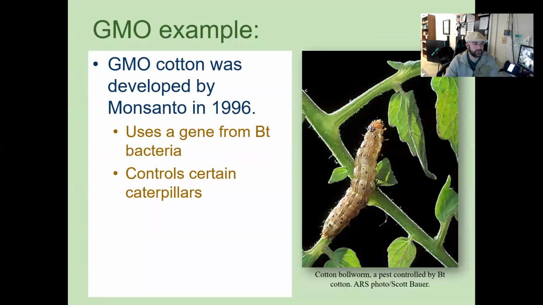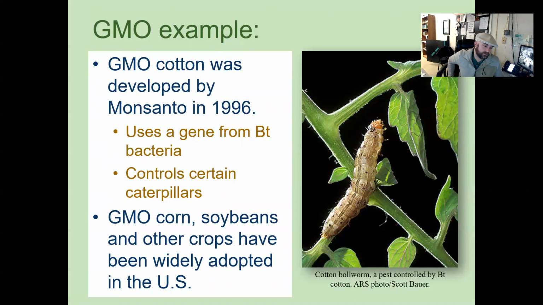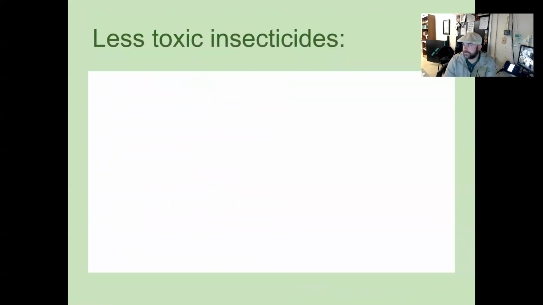So a GMO example: GMO cotton was developed by Monsanto in 1996. It uses a gene from Bt bacteria and controls certain caterpillars. GMO corn, soybeans, and other crops have been widely adopted in the US. So like I said, there's a lot of debate here, but we'll get into that in another lesson.